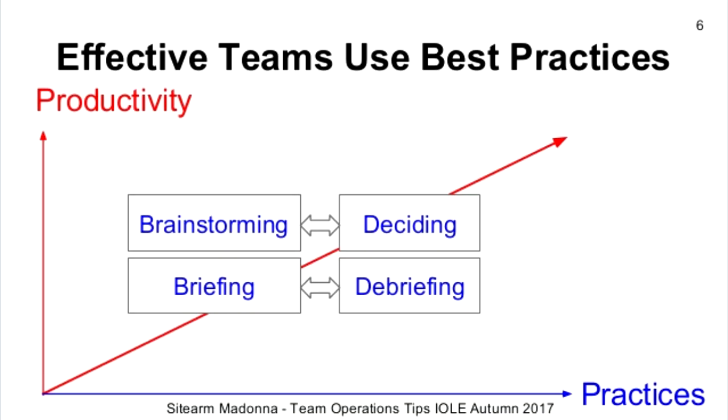Effective teams follow effective practices, and the practices you use correlate to what stage you're in. When you're trying to pick a project to work on, or forget that, what day to meet between classes, you're going to be in a brainstorming mode. In a brainstorming mode, you're allowed to suggest anything and everything.